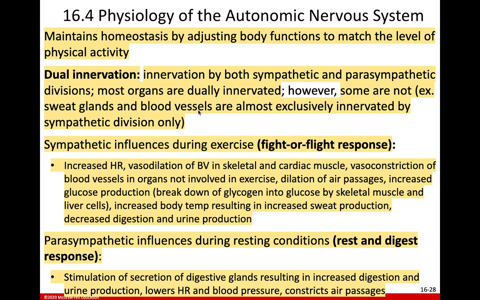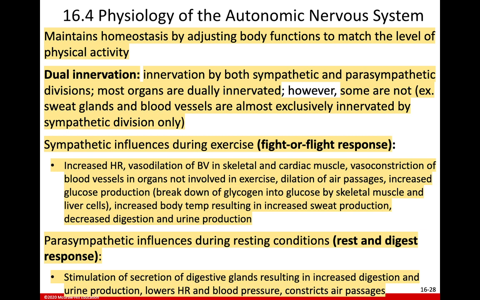Your blood vessels are dilating to allow extra blood to get to those skeletal muscles so you can contract them to do the exercises that you're doing, or to get away from whatever the stress is that's bothering you. So again, most organs are dually innervated. There may be a few that are not. So looking specifically at the effects that the sympathetic nerves are going to have on your body.